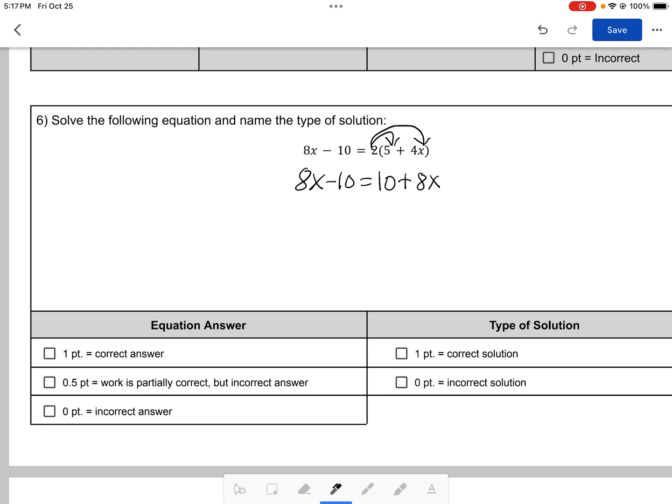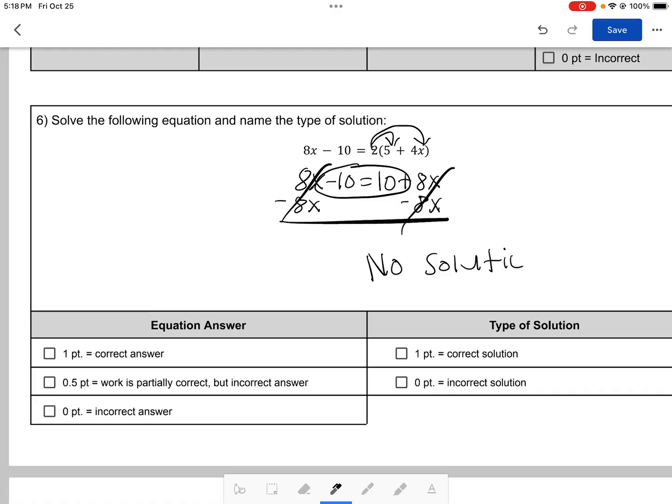So now I'm going to subtract my 8x's on both sides. When I do that, they both cancel, and I'm left with negative 10 equals positive 10. That is not a true statement, so my answer for number 6 should be no solution. And there you have it.